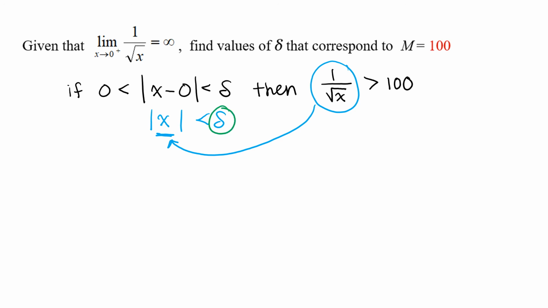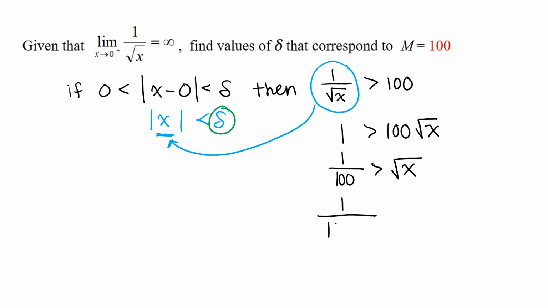So I'd probably multiply both sides by the square root of x. So I have 1 is greater than 100 times the square root of x. And then divide both sides by 100. So I have 1 over 100 is greater than the square root of x. I could then square both sides of this. So I have 1 over 10,000 is greater than x, which is the same as x is less than 1 over 10,000.